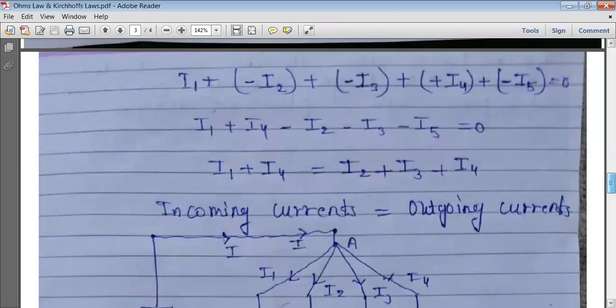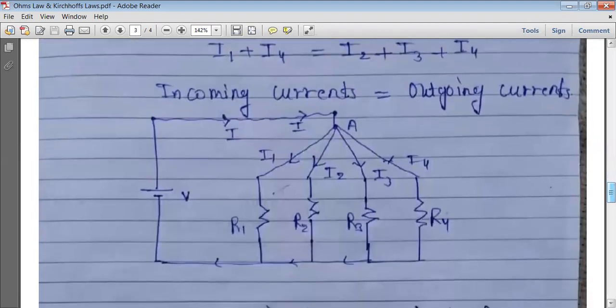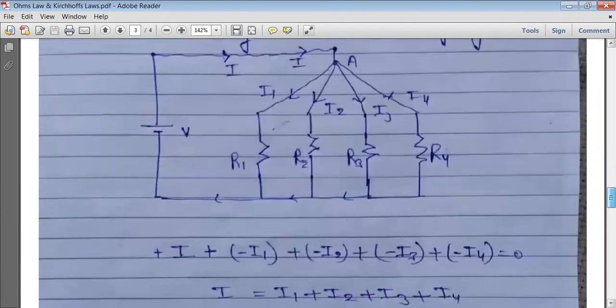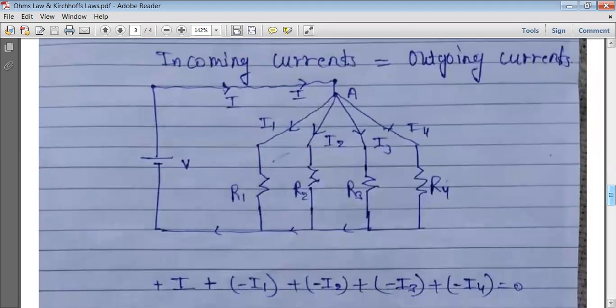This Kirchhoff's law can be understood with another diagram as well. In this diagram, the current I is divided into different paths. The branch resistances are R1, R2, R3 and R4, and the currents flowing in these branches are I1, I2, I3 and I4. The total current is I and the voltage V is applied to this circuit.